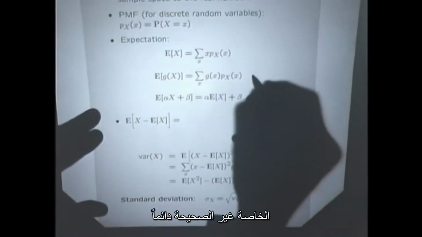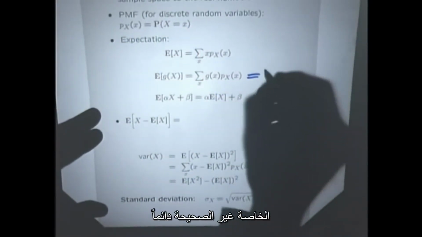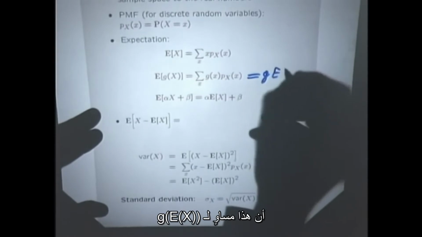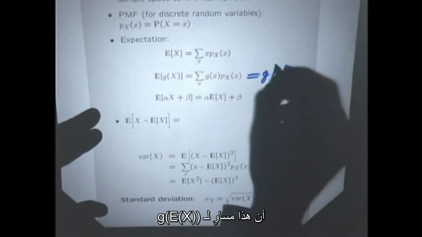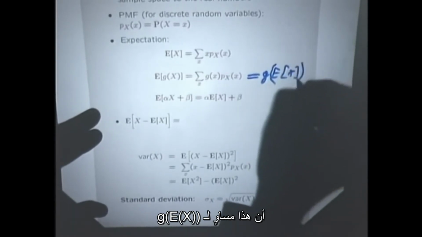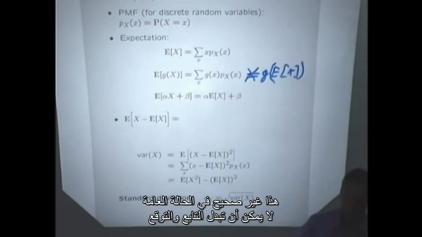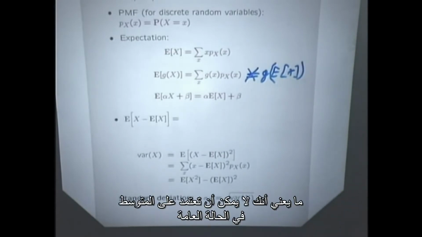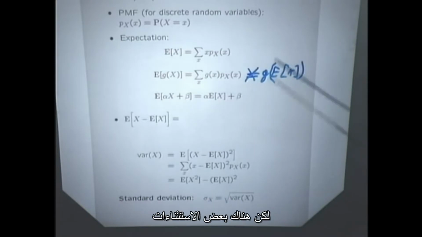The property that is not always true is that this would be the same as g of the expected value of x. So in general, this is not true. You cannot interchange function and expectation, which means you cannot reason on the average in general. But there are some exceptions.